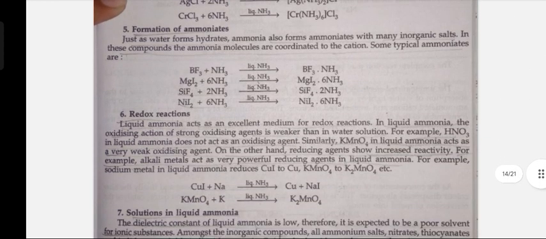The fifth type of reactions are formation of ammoniates. Just as water forms hydrates, ammonia also forms ammoniates with many inorganic salts. In these compounds, the ammonia molecules are coordinated to the cations. A typical ammoniate is formed when BF3 plus ammonia in the presence of liquid ammonia gives BF3.NH3. Similarly, many compounds also react like that.